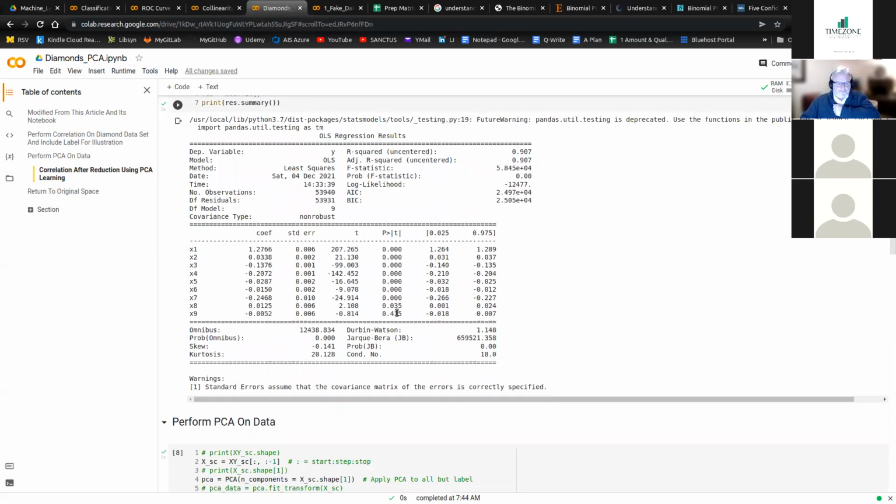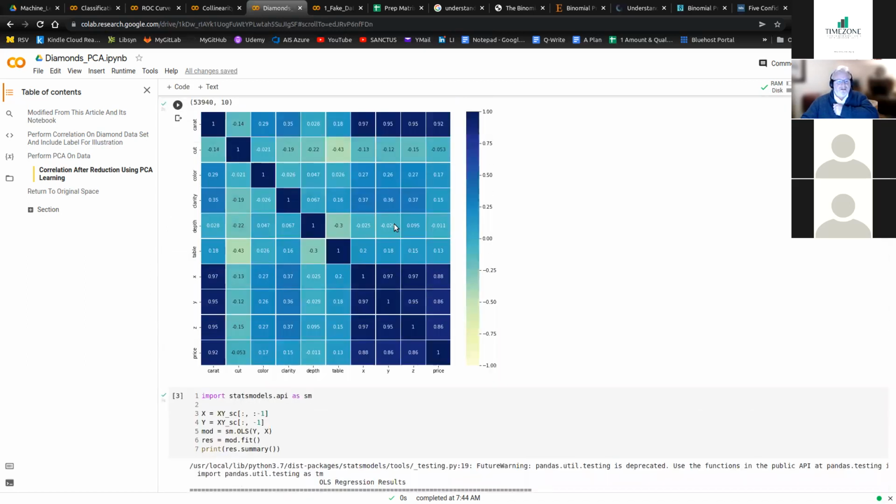this one, X9, and rerun this p-value analysis, and it would change. And you might find that this one is now much bigger. And you remove that one and you rerun it, you might find that this one is now big, until you realize, okay, I've got a p-value analysis where all of these are 0. But also I'm rerunning this correlation matrix.